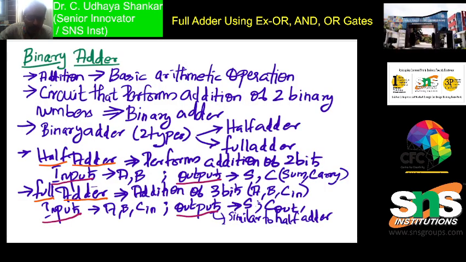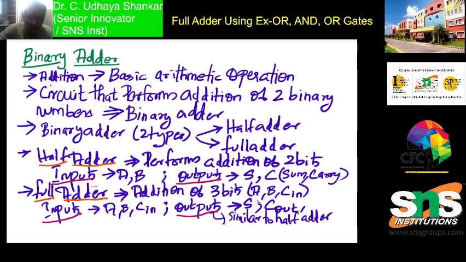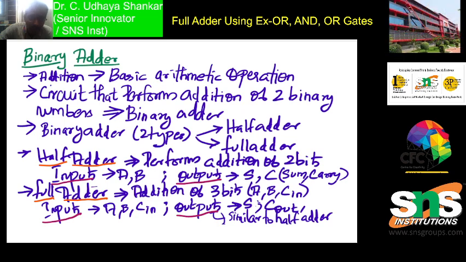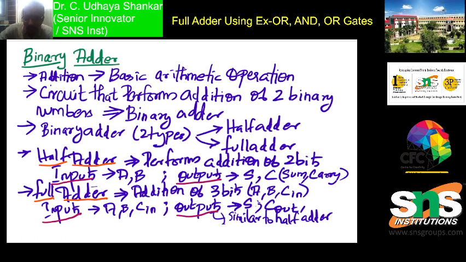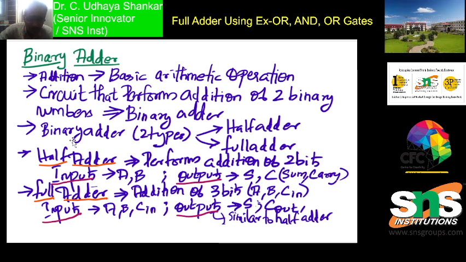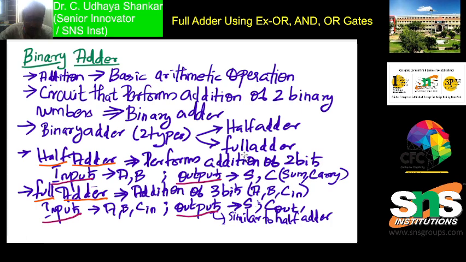I will just have a small brush up. What is a binary adder? A binary adder is used for addition of two binary numbers, which is the basic arithmetic operation in any circuit. The circuit that performs the addition of two binary numbers is called a binary adder. As discussed previously in a video, it has two types: one is called a half adder, the other is called a full adder.